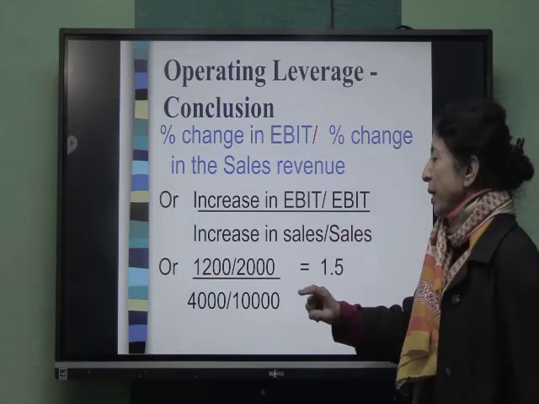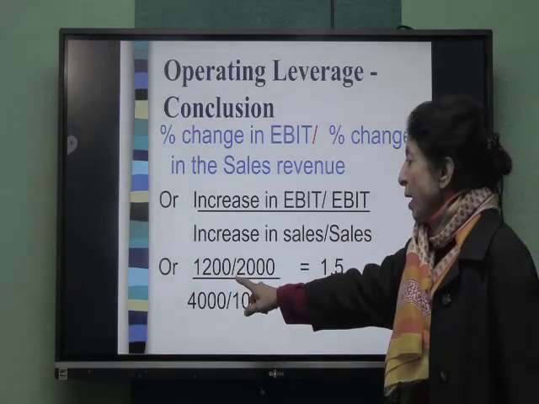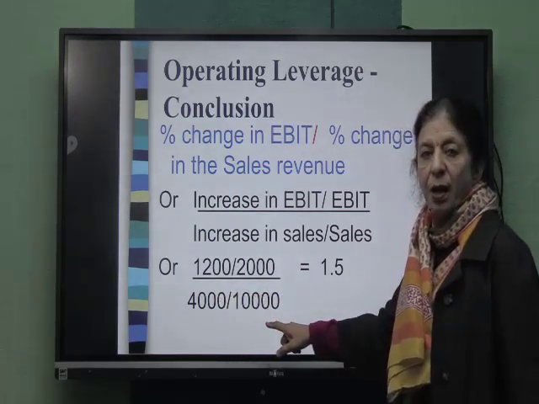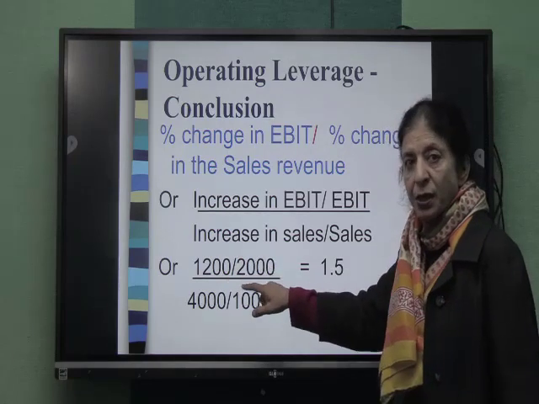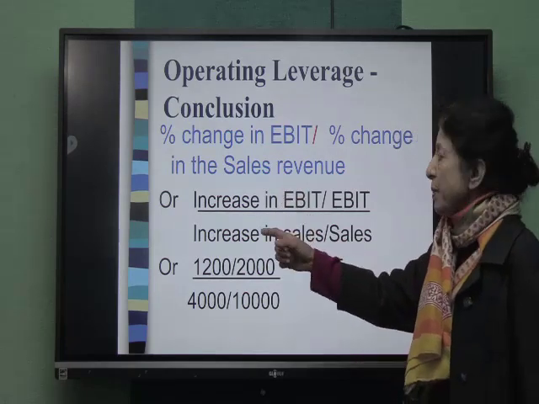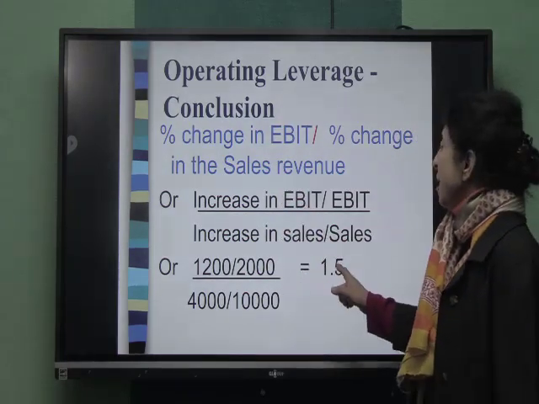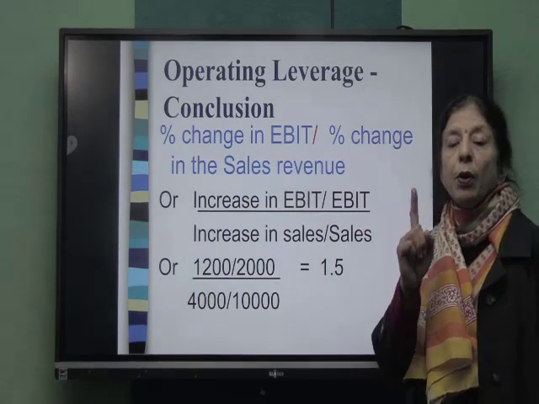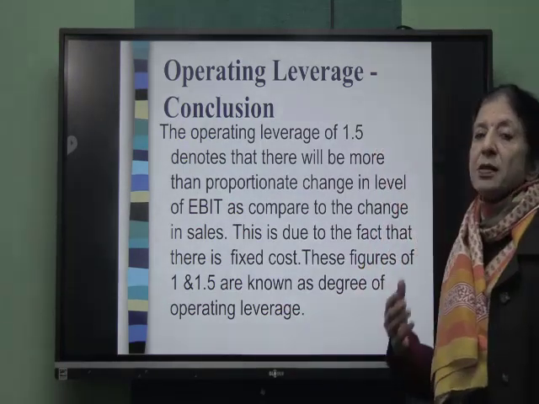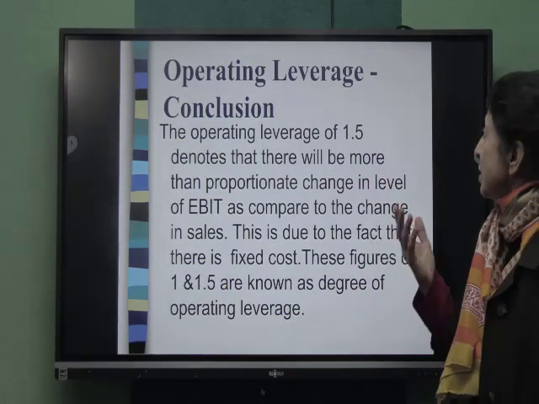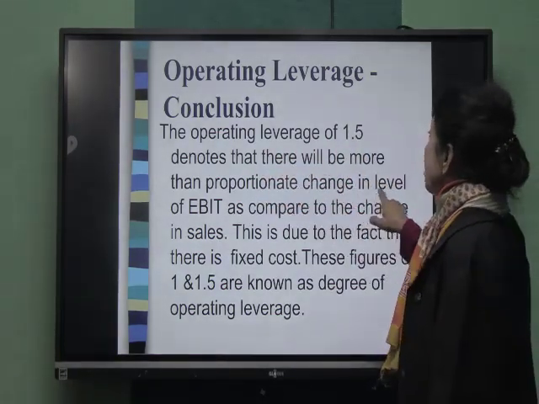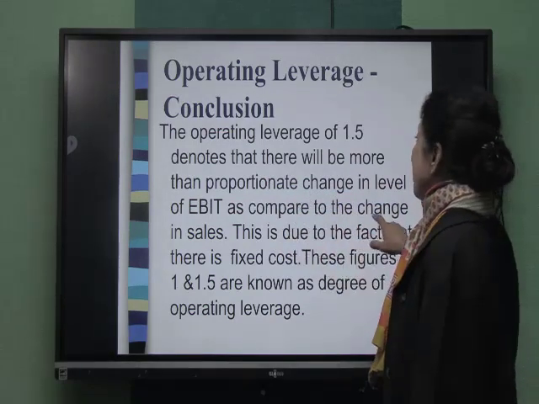If you calculate, now here it comes out to be 1,200 upon 2,000 upon 4,000 upon 10,000. I hope you have understood this because I have given you percentage change, the percentage increase in EBIT, and therefore now the answer is 1.5, which is more than 1, and if it is more than 1, that means the presence of operating leverage is there. The operating leverage of 1.5 denotes that there will be more than proportionate change in the level of EBIT as compared to the change in sale.